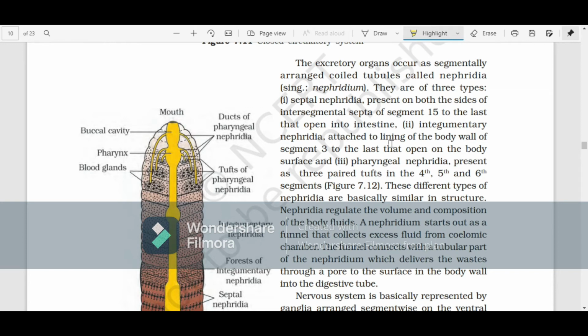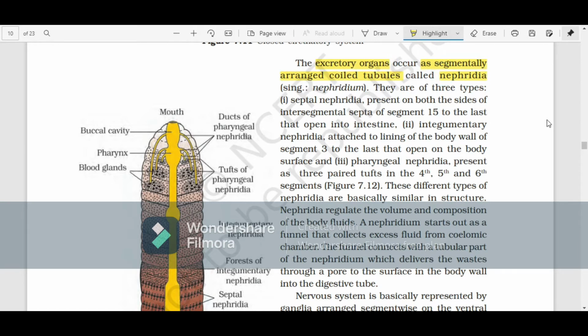In that, we're going to be doing Earthworm. In the previous video, we had done a part of it, and in this video, let's just complete Earthworm. Okay, so the excretory organs occur as segmentally arranged coiled tubules called nephridia.